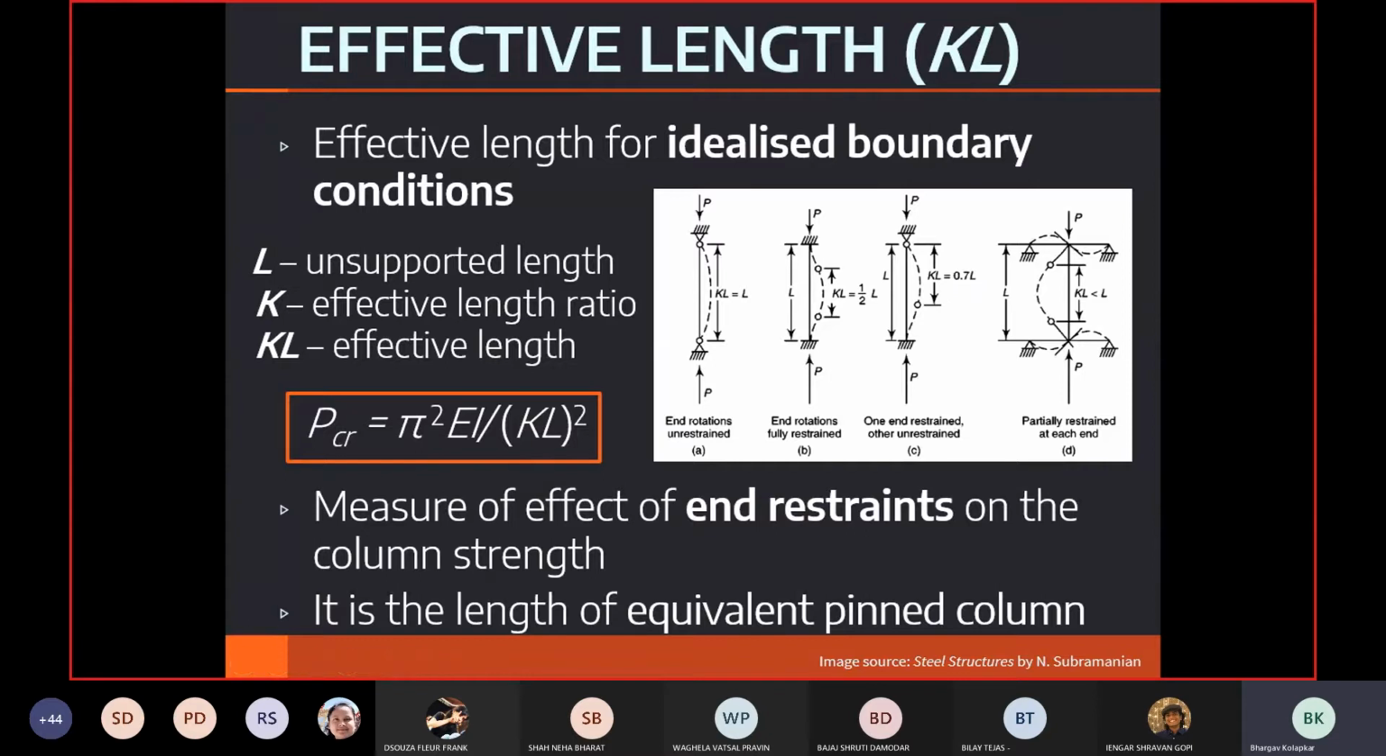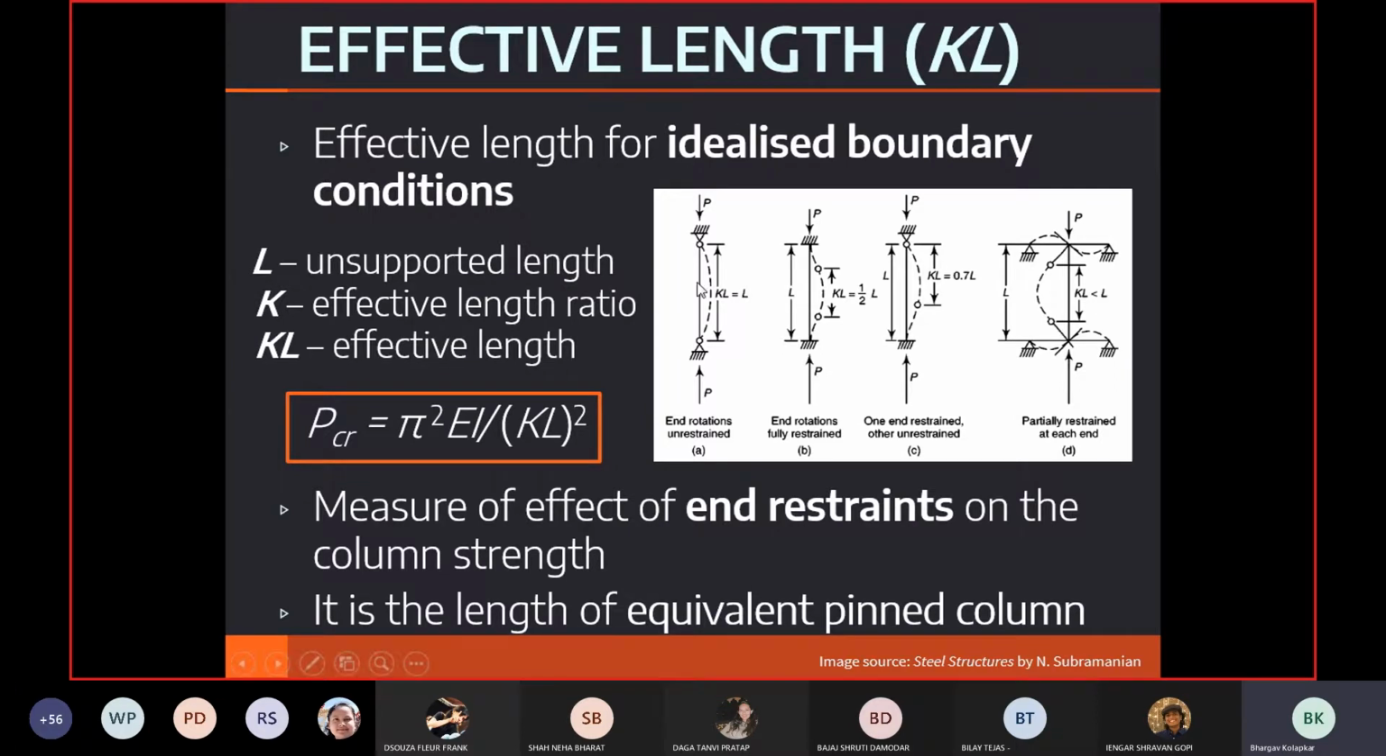Now, you've learned this before, right? This is not the first time that you're learning this. Yeah, we did this last year. Okay. So this is what effective length means.